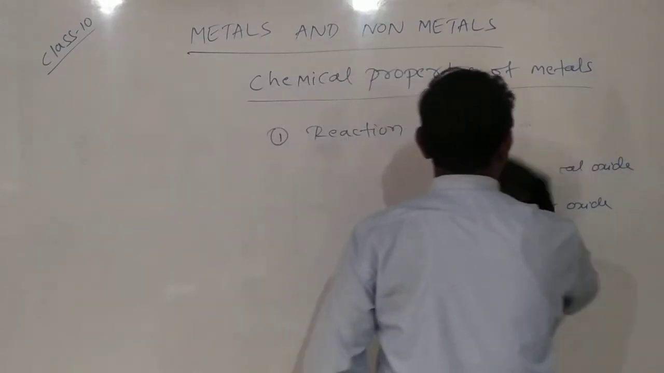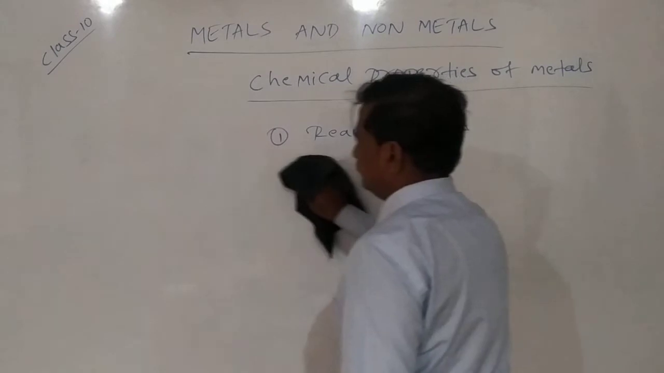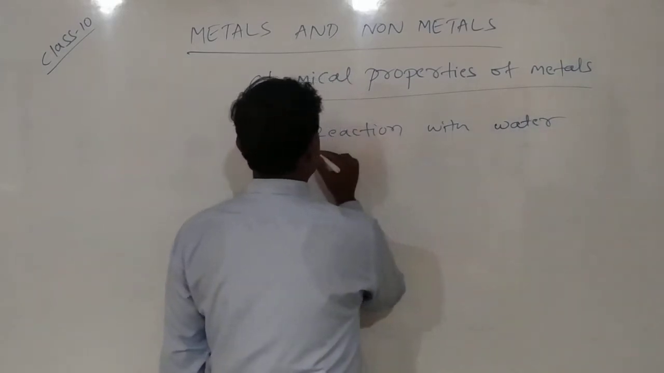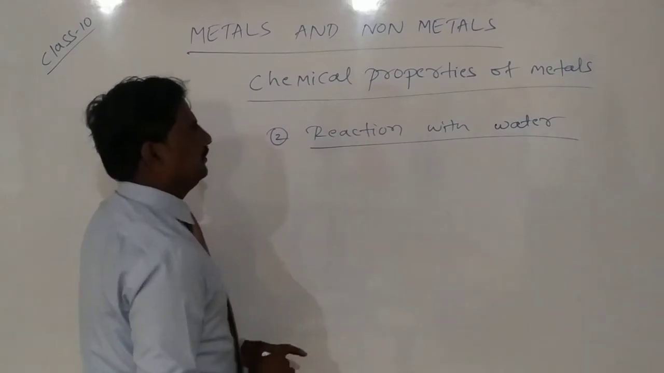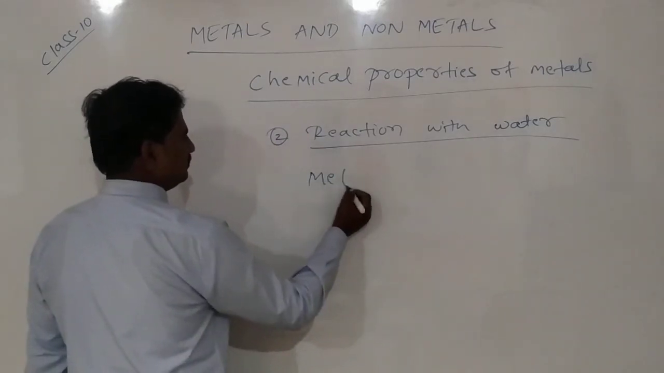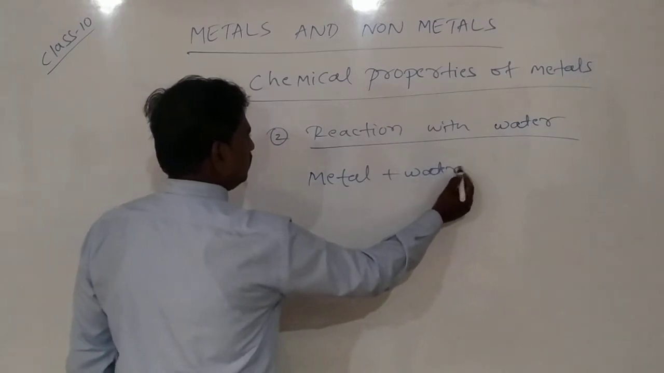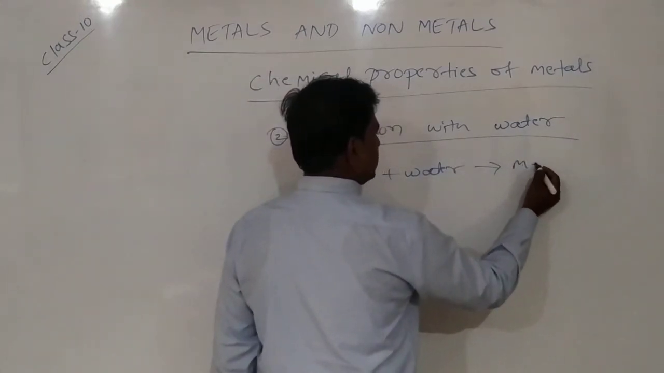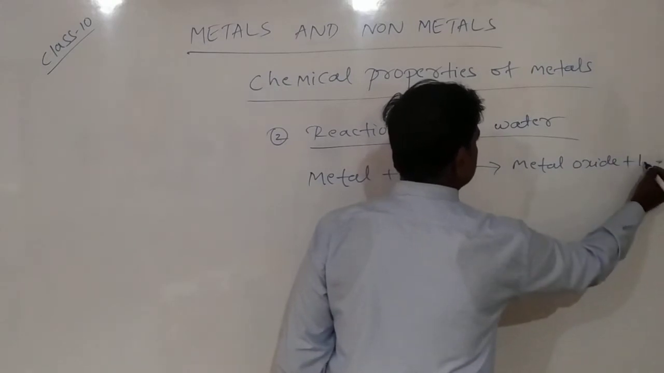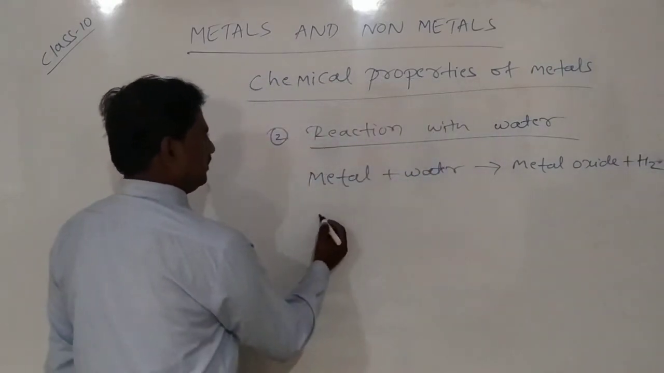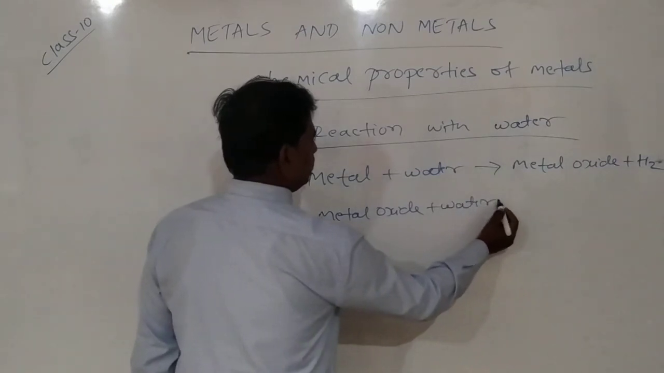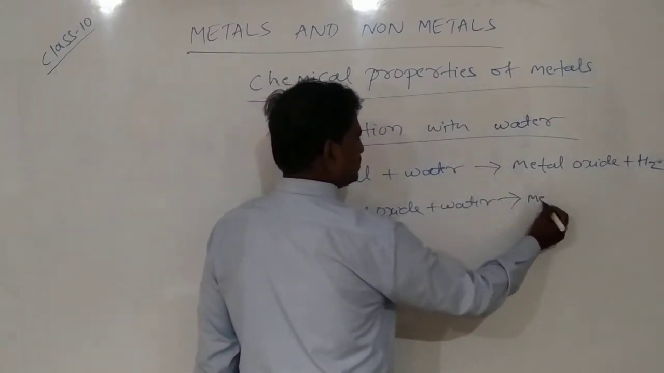Reaction with water. See here, when metals react with water, what will be the product? Usually, when the metal reacts with water, first it forms metal oxide plus hydrogen. Hydrogen gas will be released, and further the metal oxide dissolves again in water. The excess water converts it to metal hydroxide.